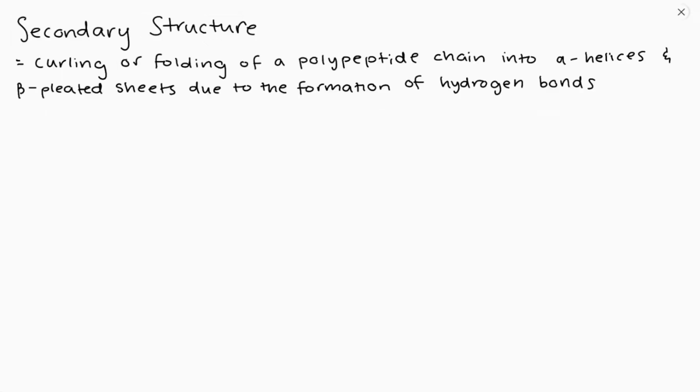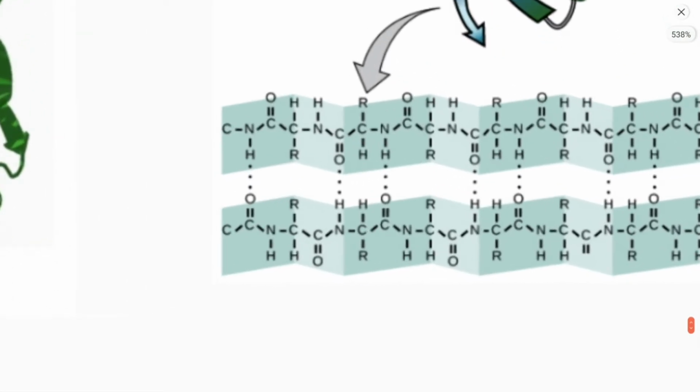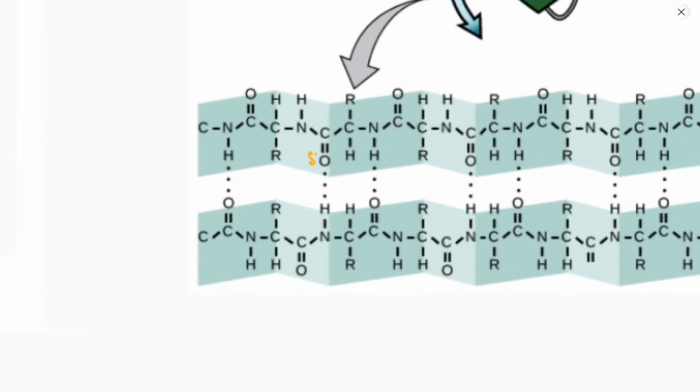The secondary structure is the curling or folding of a polypeptide chain into alpha helices or beta pleated sheets due to the formation of hydrogen bonds. Hydrogen bonds form between the slightly negative oxygen in the carboxyl group and the slightly positive hydrogen in the amino group. These hydrogen bonds are weak individually, but they're strong collectively.